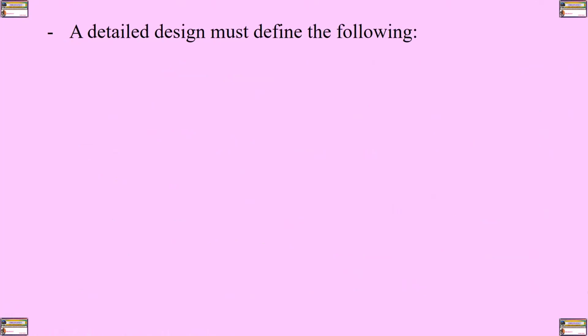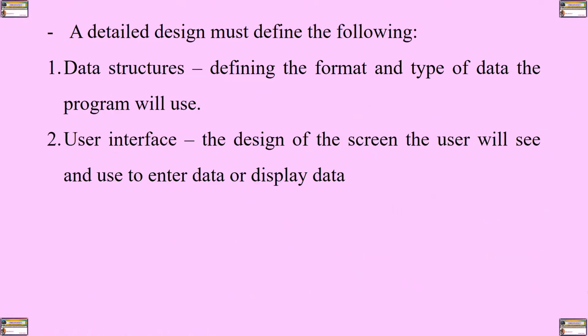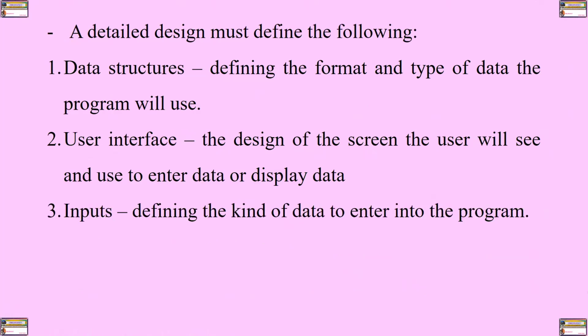A detailed design must define the following. Number one is data structures, which is defining the format and type of data the program will use. Number two is user interface: the design of the screen the user will see and how to enter data or display data.